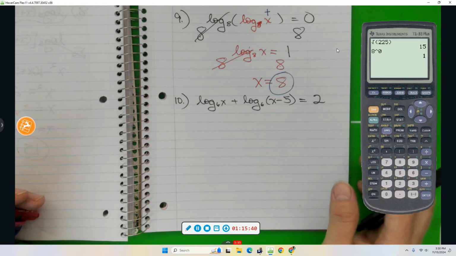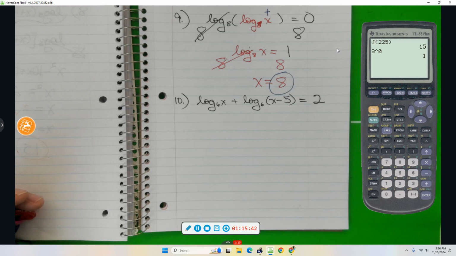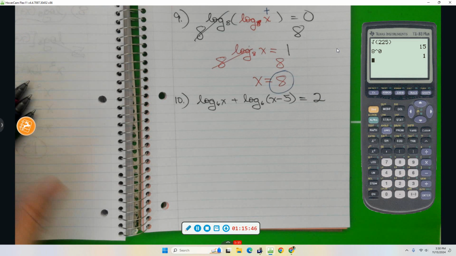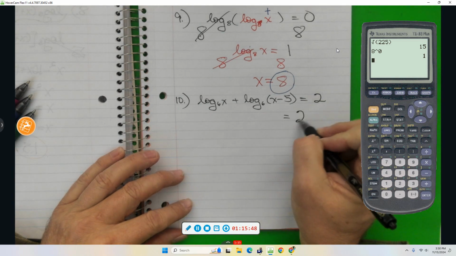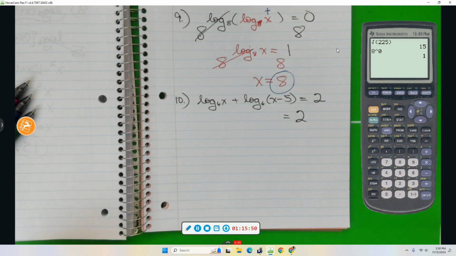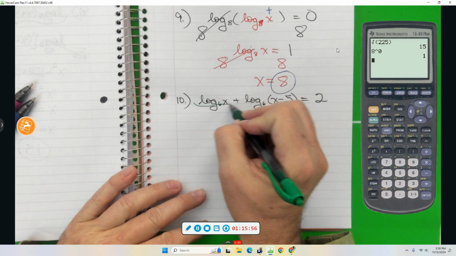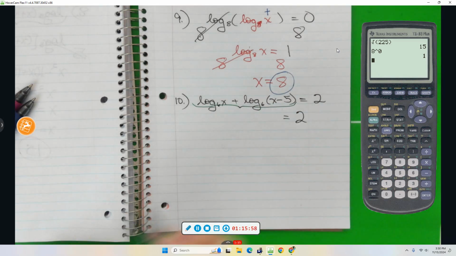We need it in the form single logarithm equals a number. We already have the equals a number on the right side, so I'm going to write my equals 2. What are we going to have to do on the left? Not expand. Condense? Okay. We have to write this as a single logarithm.